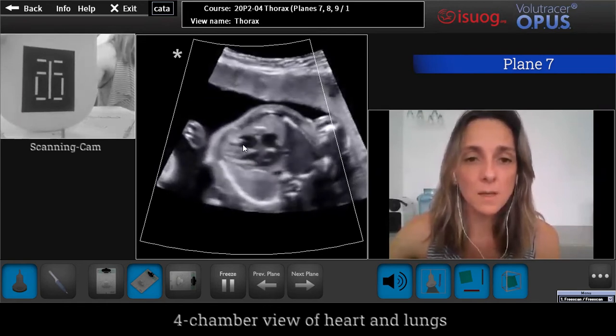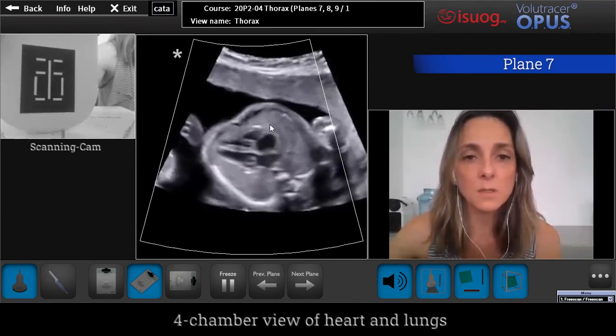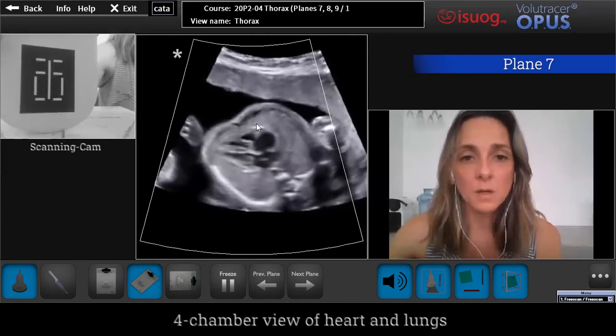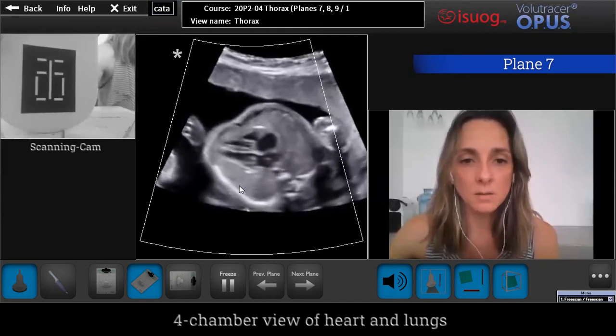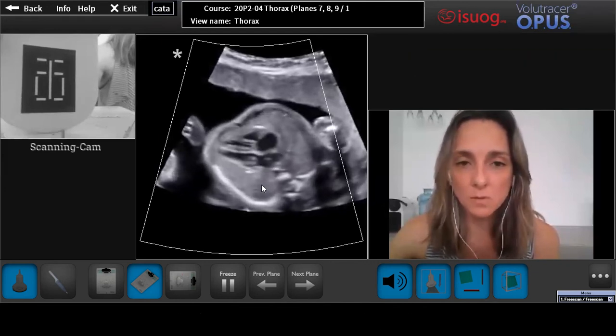in this case. You can check the 2 ventricles, also more or less symmetrical, and the same way with the atrium. You can also check, apart from the heart, the lungs surrounding the heart, and you can see here that these 2 lungs have normal echogenicity and they have normal appearance. So this is plane number 7, the 4 chambers view.